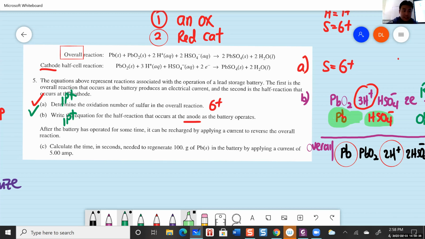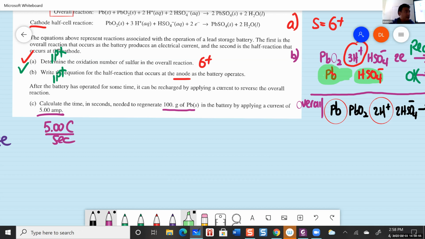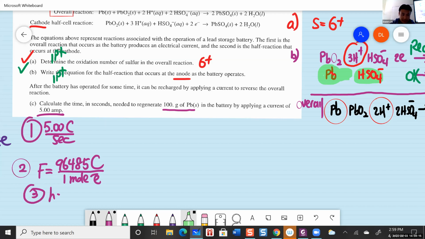Last one is stoichiometry. So you want to regenerate 100 grams of Pb, that's what's given, using a current of 5 ampere. So now 5 ampere means 5 coulombs per second. You have to know that. You also need to know Faraday's constant. Faraday's constant is 96485. It's given on the test. Coulombs carried by 1 mole of electron. You need to know the current, you need to know Faraday's constant, and you need the reaction, the half reaction, okay?